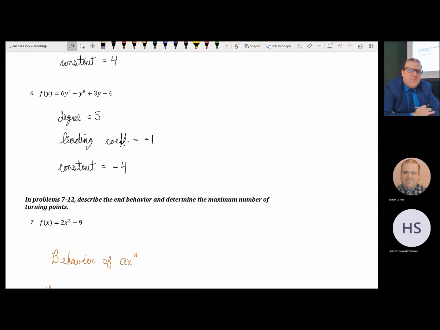The other last one was degree 5, leading coefficient of -1, and constant -4. Oh, no, okay.